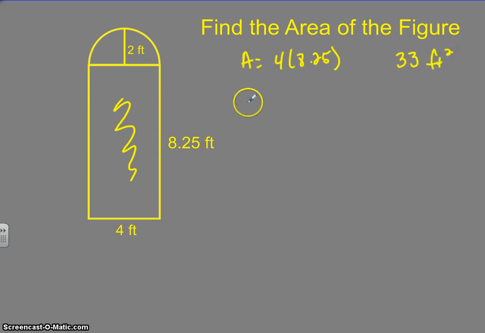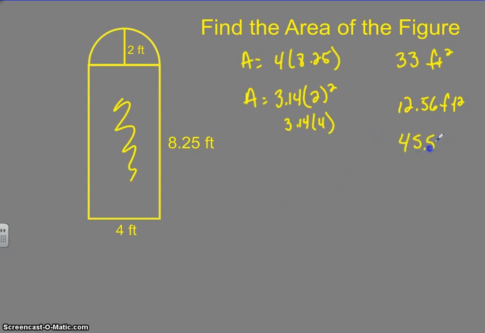Now the second one, area is equal to pi r squared. Well, this is the radius, because this is a half circle. Here's the center. The distance from the center to the edge is 2 feet, which is the radius. So it's going to be 3.14 times 2 squared, which is going to be 3.14 times 4. So 4 times 3.14 gives us 12.56 feet squared. If we add 33 to that, we should get 45.56 feet squared. And we are finished with this.